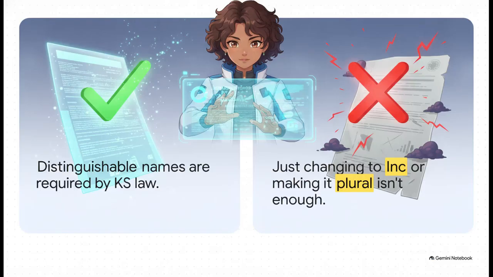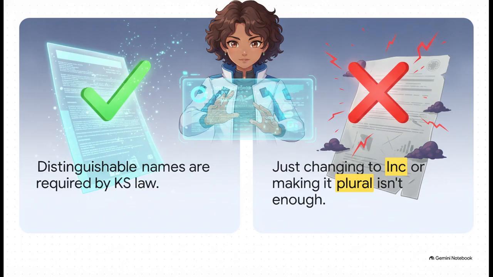But hey, before you get all that amazing protection, you actually need a name. Now, Kansas law states your LLC name must be distinguishable upon the record from any other registered business in the state. And let me tell you, their rules are strictly enforced. You can't just change LLC to Inc. or add an S to make a word plural or tweak a comma here and there. That does not make a name distinguishable in the eyes of Kansas.